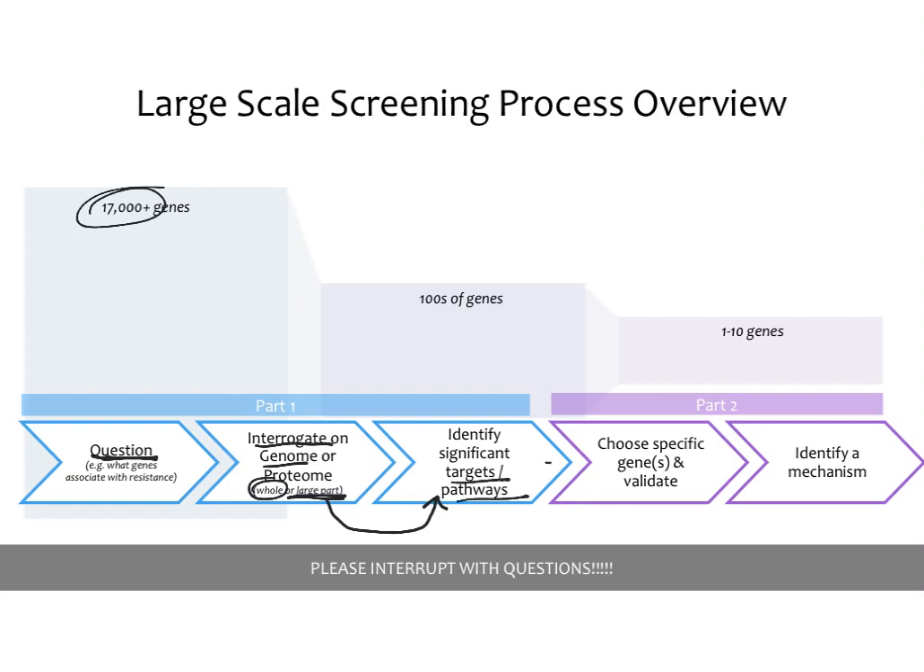Then we'll move on from those targets to choosing a few genes. We might have hundreds of targets, and we're going to go from hundreds to about 1 to 10 genes that we're really interested in validating in the lab. And as a final piece of any really high impact, good project, we're going to want to identify a mechanism behind that gene.